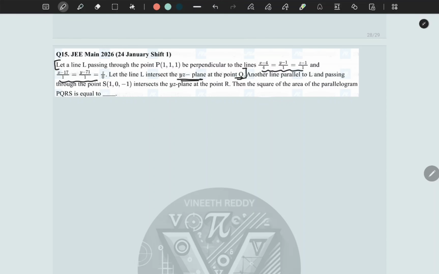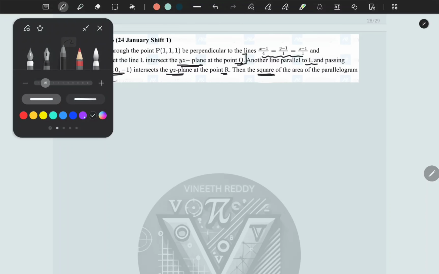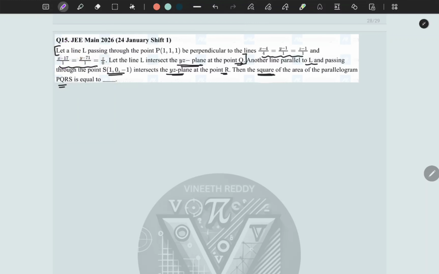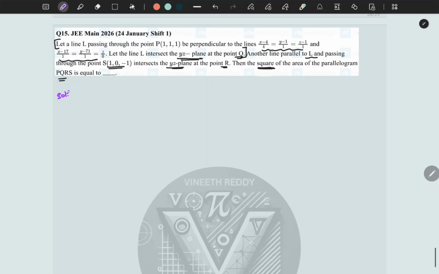Another line parallel to L and passing through the point intersects the YZ plane at point R, then the square of the area of the parallelogram PQRS. So this is another important thing. Many times we may miss this, and directly we may find the area of the parallelogram and then report a wrong answer, and it is a numeric integer type question, dear students, so let us be careful. Okay, so let us go step by step.